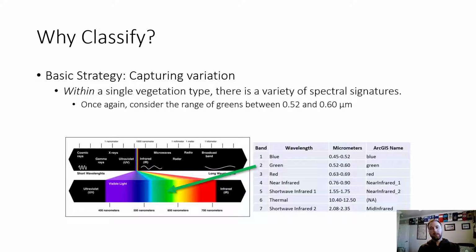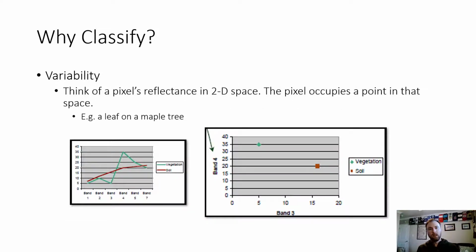Within a single vegetation type, there is a variety of spectral signatures, as I said before, between 0.52 and 0.6, and the same applies to blue from 0.45 to 0.52, red 0.63 to 0.69, near infrared, shortwave infrared, thermal, shortwave infrared 1 and 2. They all have different spectral signatures, and they all occupy a rough area along the electromagnetic spectrum, not a specific point, not a finite point, but a little wider point than one single location. So it's about capturing the variations within those bands. So we also classify to capture variability.